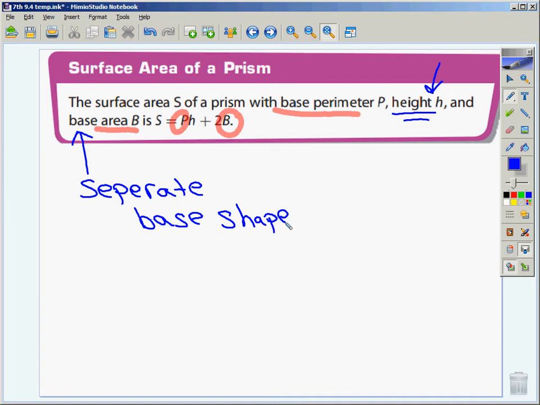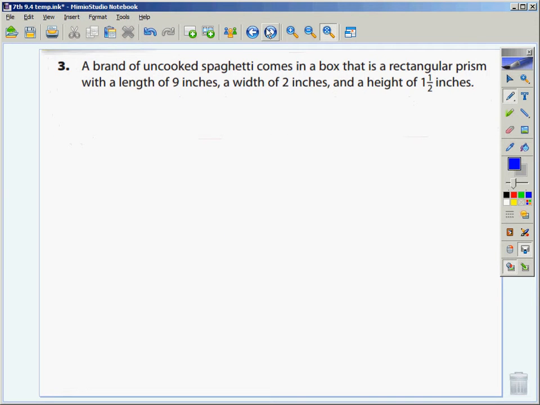Now, if you'll open your packet to the first "you try," number 3. I picked one that was strictly a word problem because a lot of times when we see word problems, people don't even attempt them, and yet they don't have to be that hard. What did they ask us to find? Not the area, but the surface area.